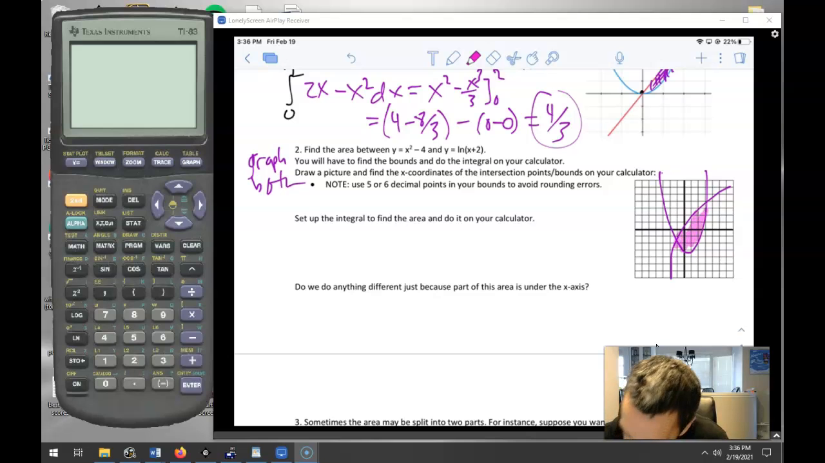And one thing I wanted to point out, some of the area is above the x-axis, some is below. We don't do anything differently. Everything is the same. We're still going to do a top minus bottom.